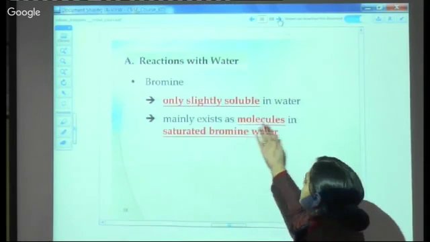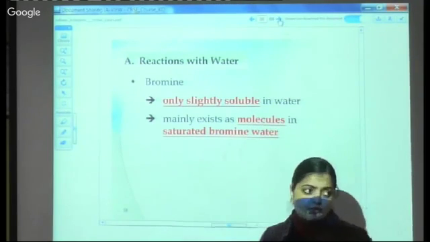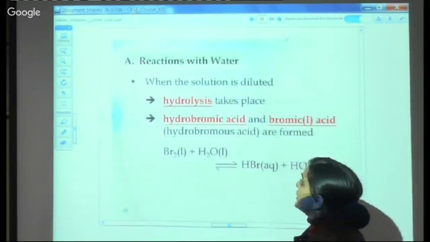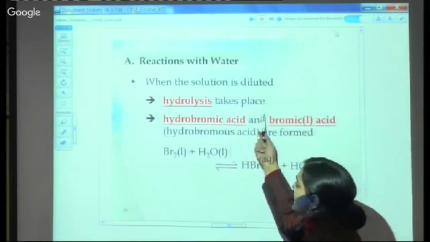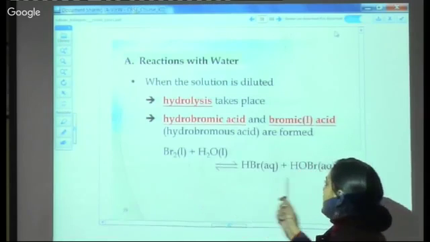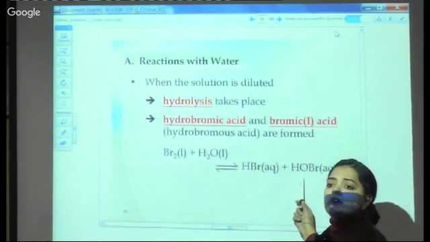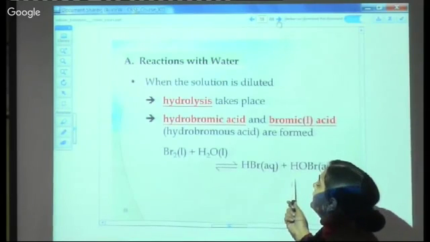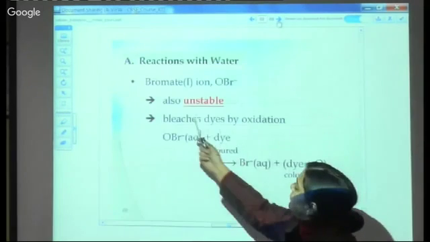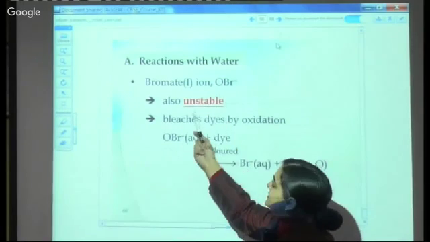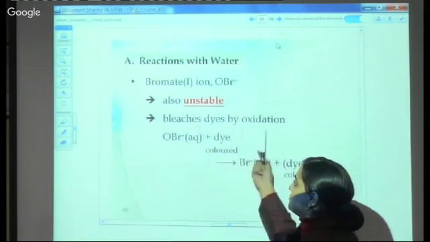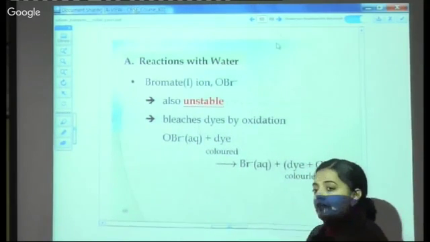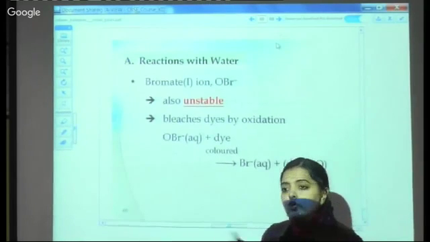So it mainly exists as molecules in saturated bromine water. So on hydrolysis, the reaction with water takes place, and you can see here HBr and HOBr, same as in the case of chlorine, being formed. Next slide. And similarly here also, HOBr is unstable and it can bleach a dye or any impurity in the similar way chlorine does.